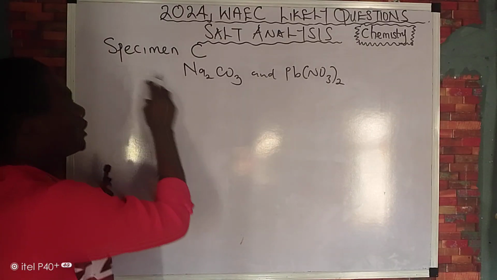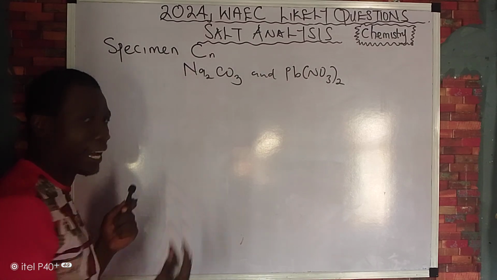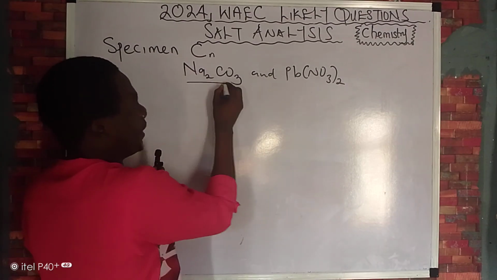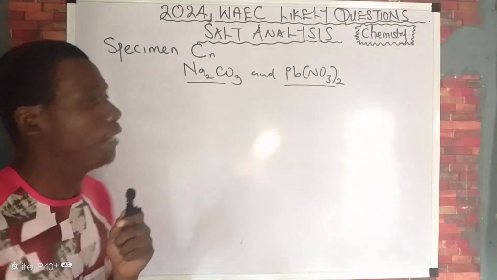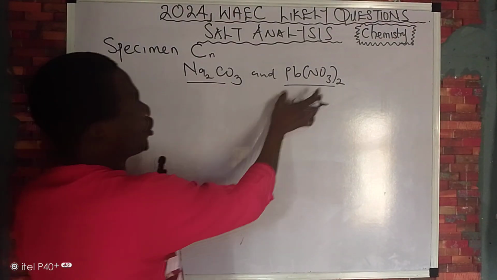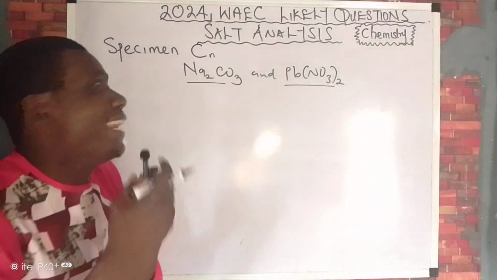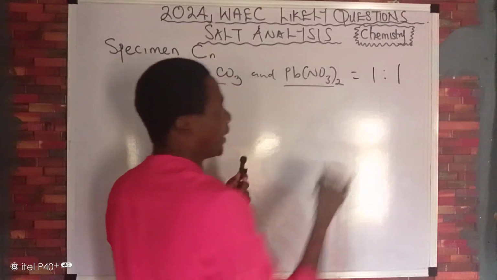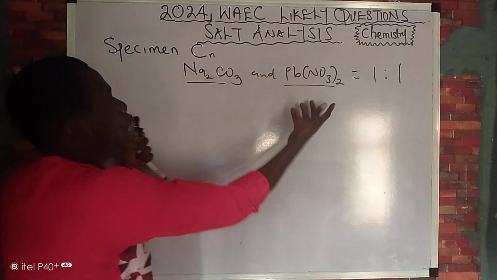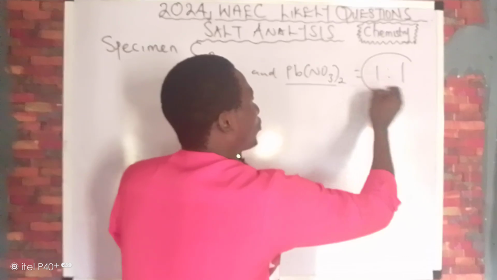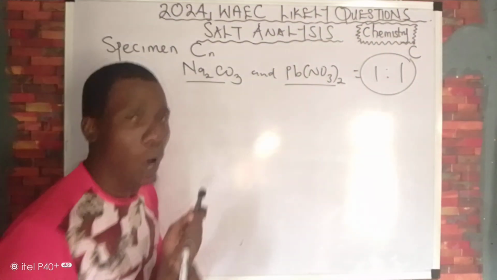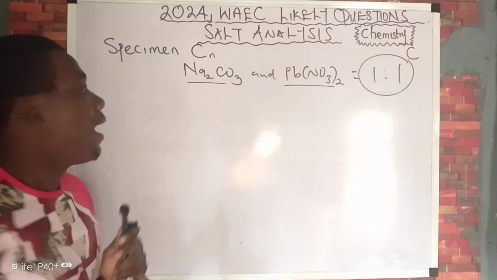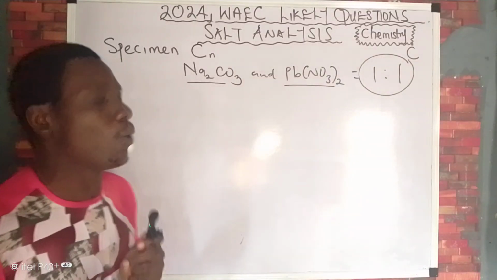Remember, they always call it specimen CN. N is the candidate serial number. Okay? Now, if you take this salt and this salt and mix them together, labeled as specimen C, in the ratio of 1:1, what you should note is that these two salts will react together. And by the time they react, this is what you are going to see.